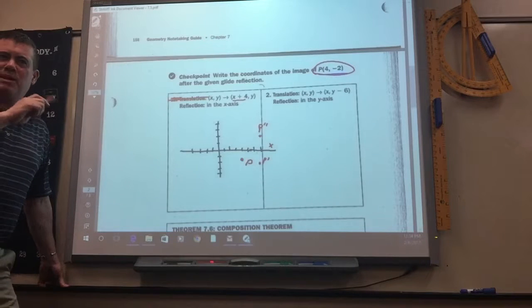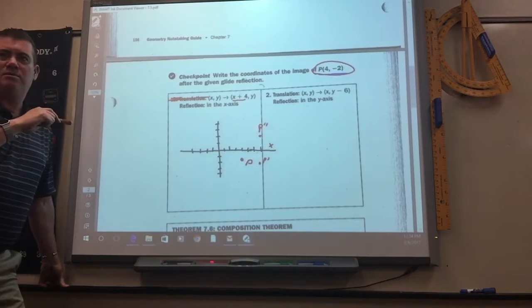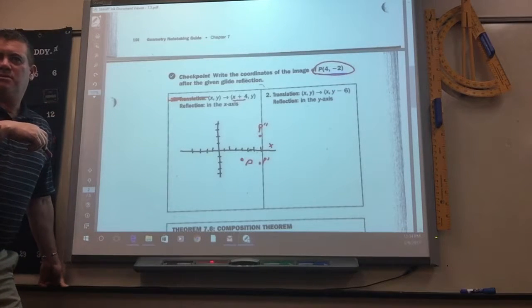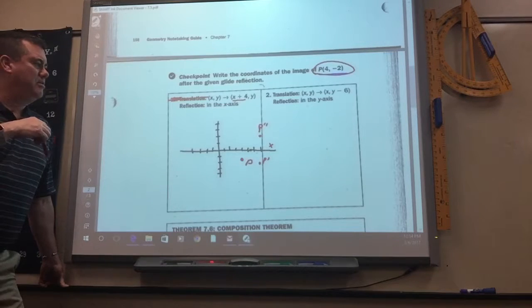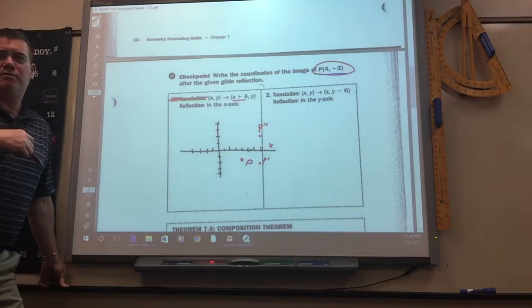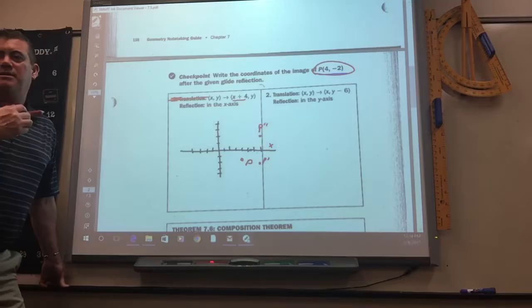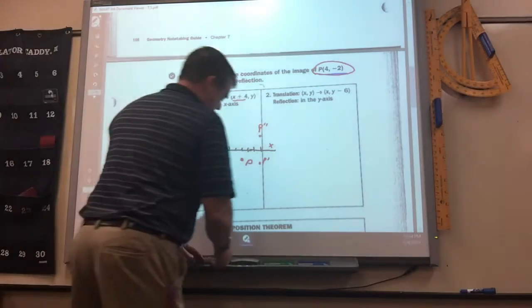The problems on the test are exactly like this one. Seems like every year people struggle with this for some reason. I've never been able to figure out why. So, it's nothing harder than that.